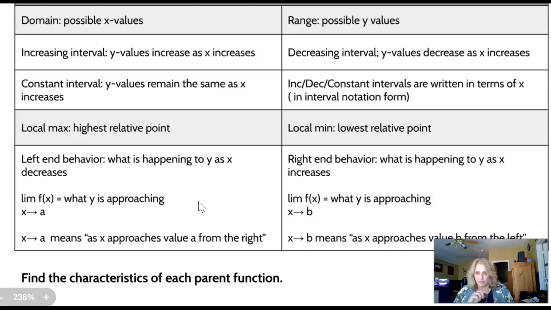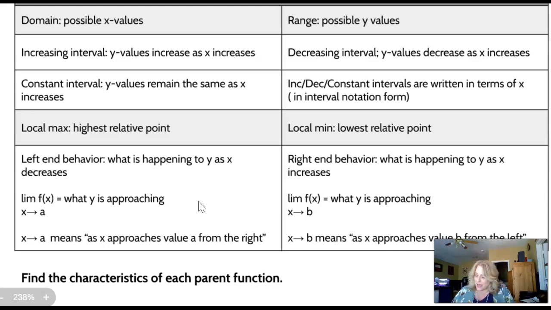As we go from left to right, if the line or piece of the graph is going up, then we would say it's an increasing interval. But if we go from left to right and that part of the graph is going down, then we would say it's a decreasing interval. And then, of course, if it's staying at the same position, then we're going to say that it's a constant interval.